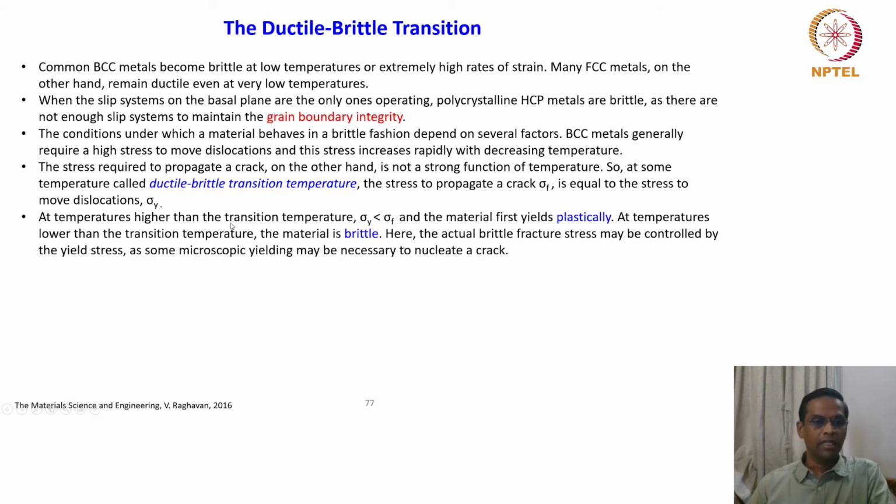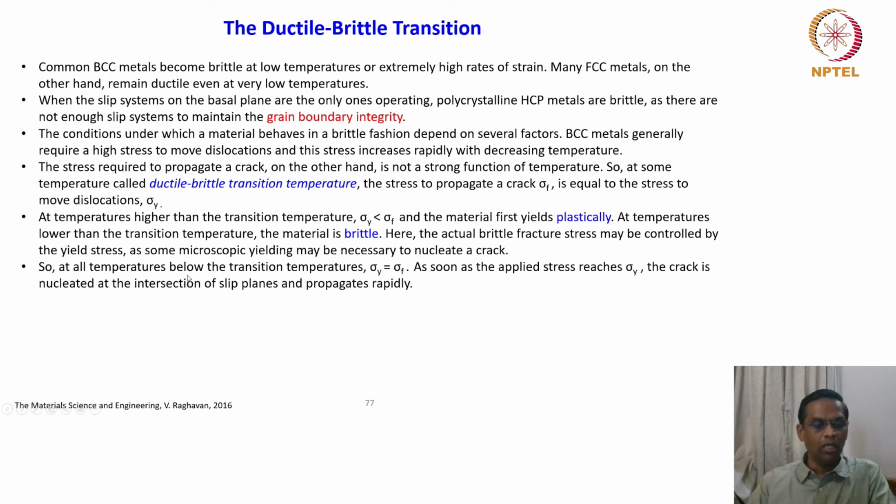At temperatures higher than the transition temperature, sigma Y is less than sigma F, and the material first yields plastically. At temperatures lower than the transition temperature, the material is brittle. Here, the actual brittle fracture stress may be controlled by the yield stress, as some microscopic yielding may be necessary to nucleate a crack.